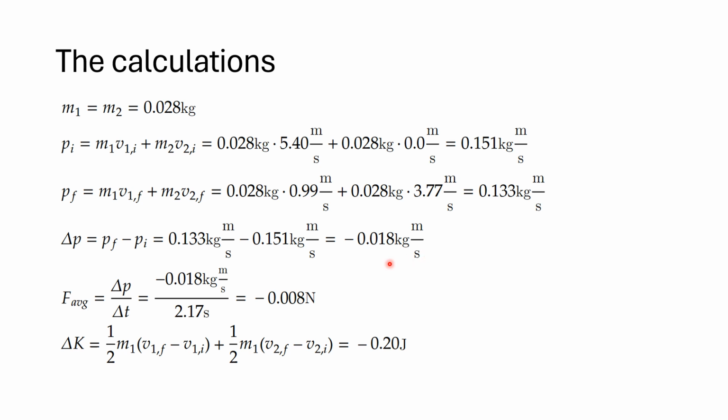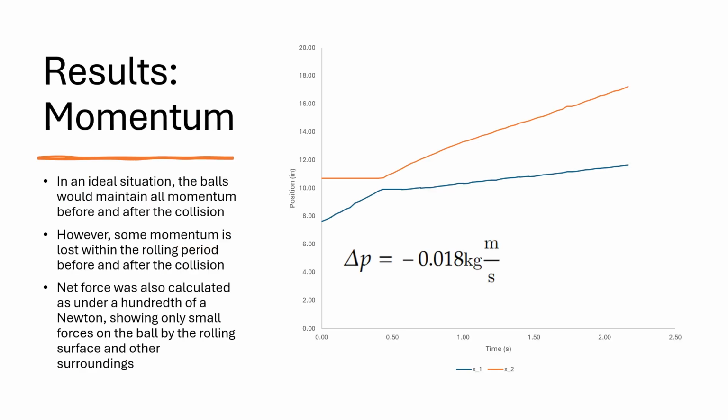From this, we can find the average force acting on the object, which is dp/dt, or in this case, delta p over delta t for the average. We get an average of 0.008 newtons acting on the ball, or the system. Now we can look at the kinetic energy as well. This is the change in kinetic energy of the first ball. This is the change in kinetic energy of the second ball. And then we get minus 0.2 joules. So it loses 0.2 joules of energy.